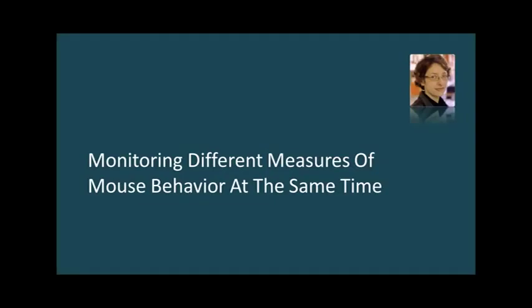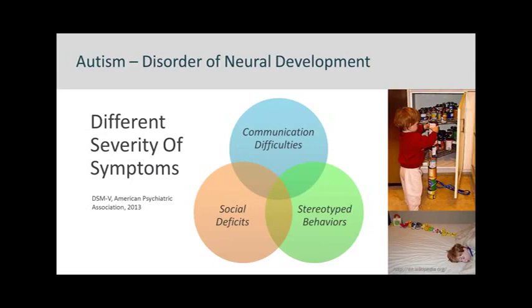So now let's move to another example of the IntelliCage usage in the neurobiological studies. I would like to show advantages of monitoring different behavioral measures at the same time. So as I mentioned, in my lab we are interested in mouse models of autism.